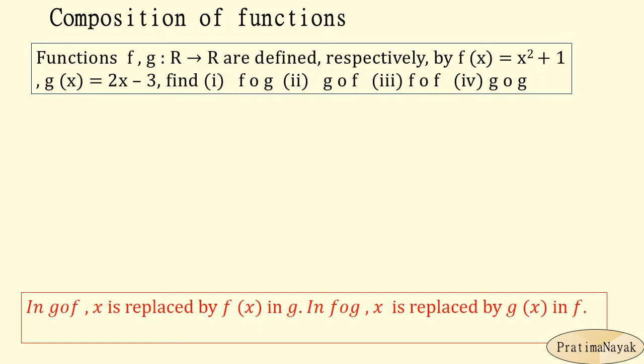Another question. Functions f and g are both defined from real numbers to real numbers. f(x) is given by x squared plus 1 and g(x) is given by 2x minus 3. Find f of g, find g of f, find f of f, find g of g.